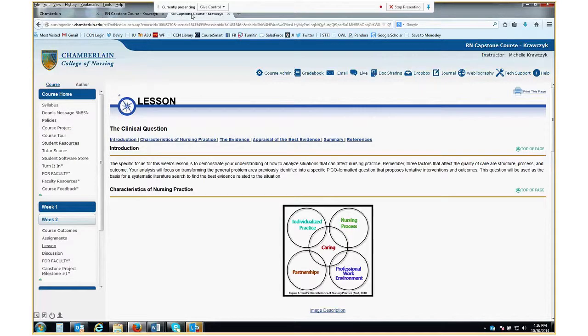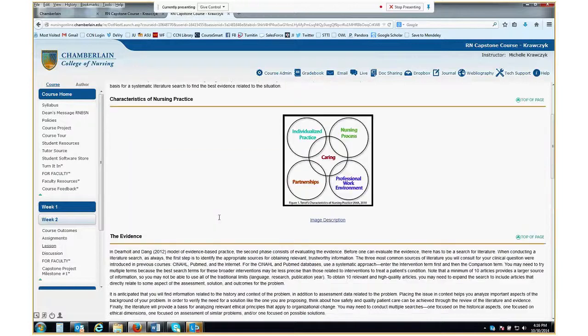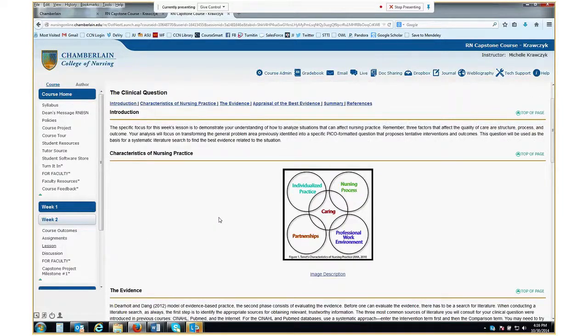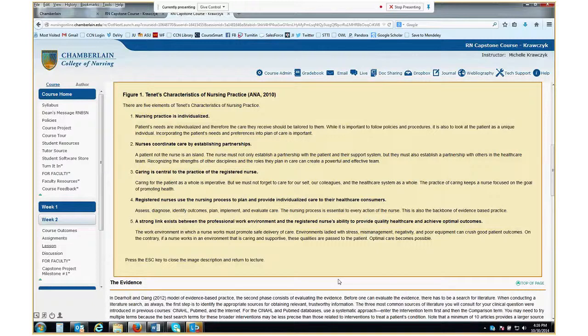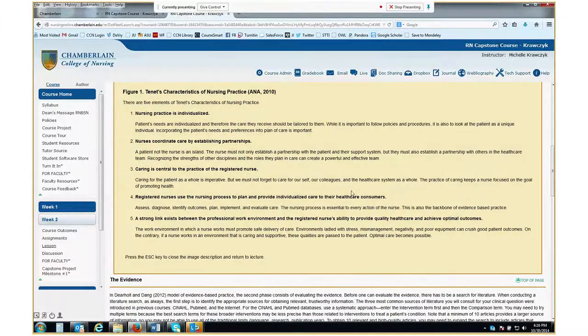In this week's lesson, we have some important things that we need to look at. The first one is the tenets characteristic of nursing practice. We will discuss this. Make sure you click on this image and it goes into further depth about each one of these characteristics of nursing practice. This is going to be important because there is a threaded discussion based on these characteristics in this week's lessons.